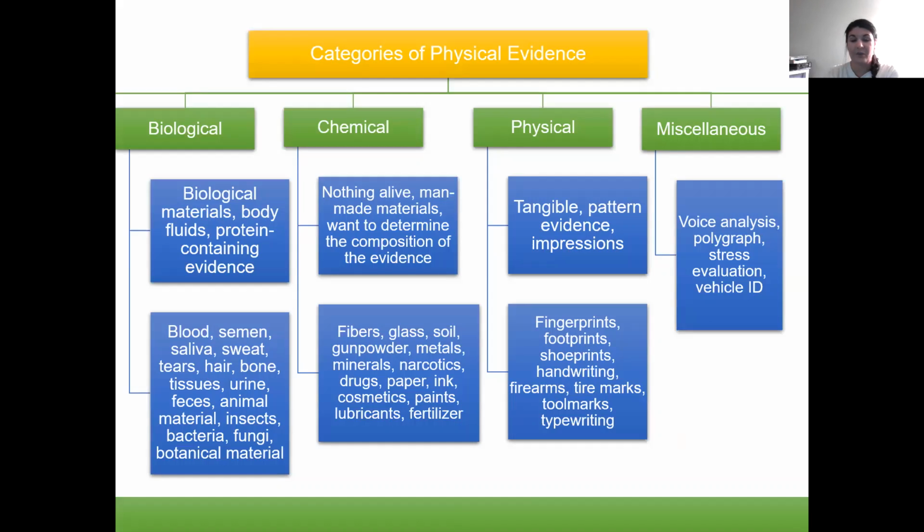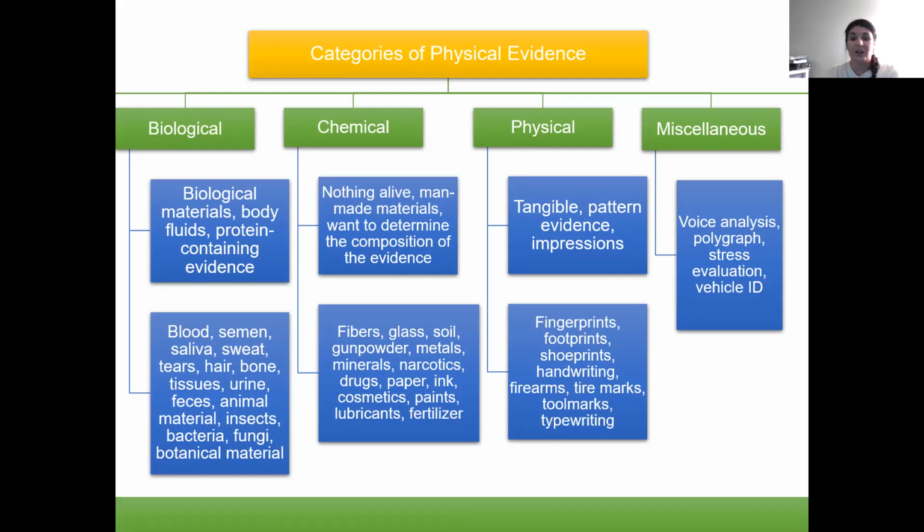You want to determine the composition of the evidence. Remember, chemical is the analysis of nothing alive. Toxicology is the analysis of whether a chemical is present in the body. So chemical analysis can include fibers, glass, soil, gunpowder, metals, minerals, narcotics, drugs, paper, ink, cosmetics, paints, lubricants, fertilizer.